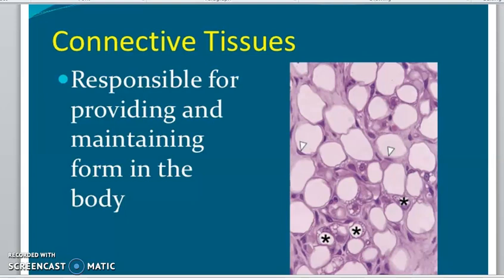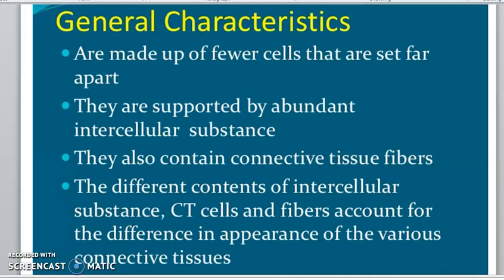What are the general characteristics of the connective tissue? They are made up of fewer cells that are set far apart. That means there are actually fewer cells, but they are being spread in a wider volume. They are supported by abundant intercellular substance. They also contain connective tissue fibers, and different content of the intercellular substance.